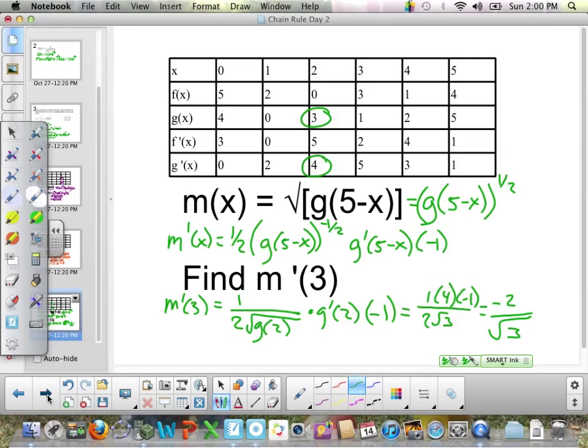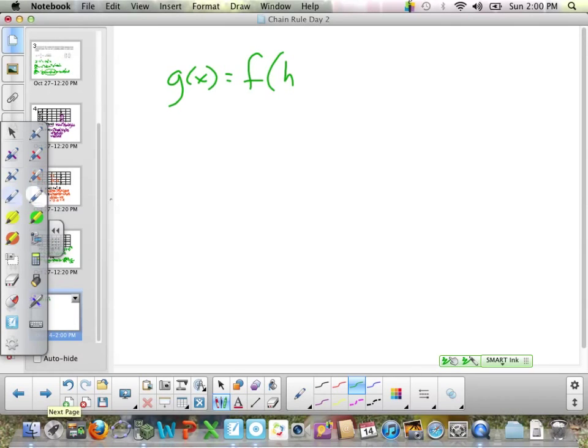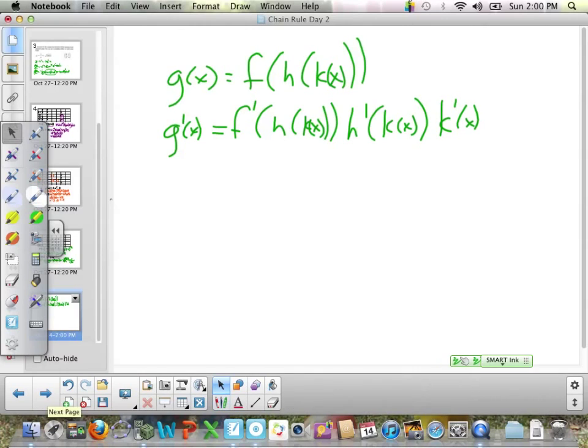All right, so in conclusion, when you have a function inside a function, you're going to do the outside function first times the derivative of the inside. And if we have 3 levels, f of h of k, we'll start at the outside, f prime of h of k, work into h prime of k, and work into k. Working outside to inside to find the derivative of a composite function.